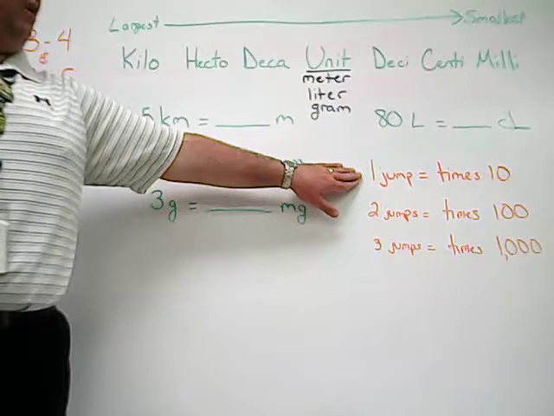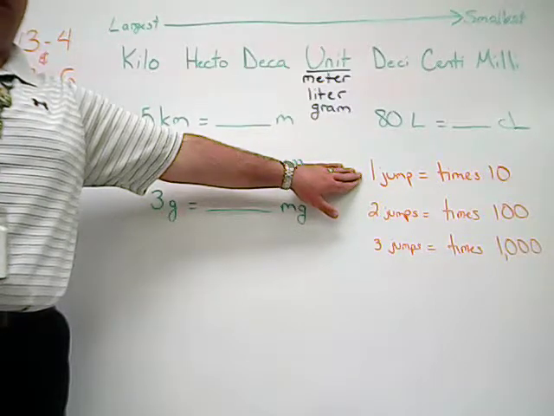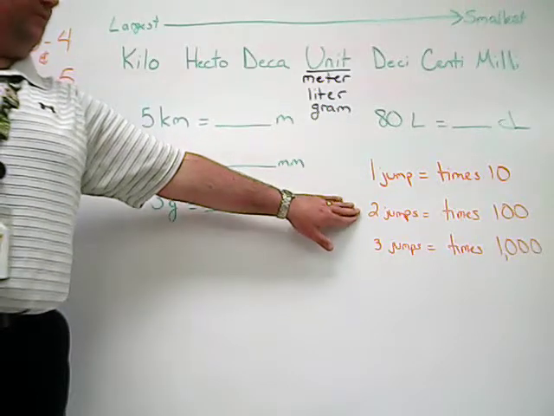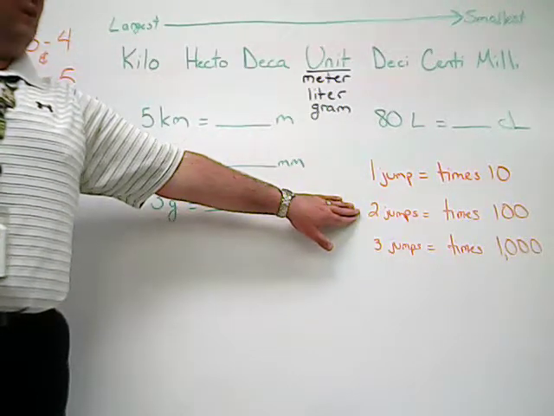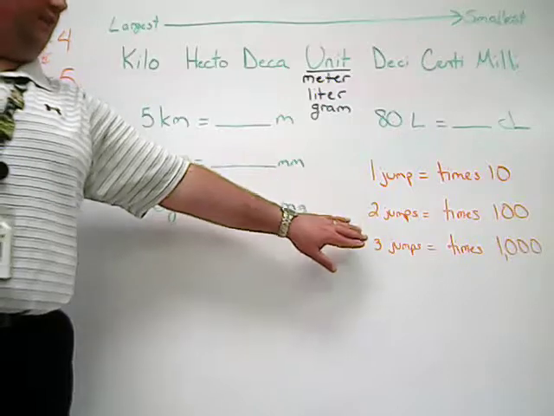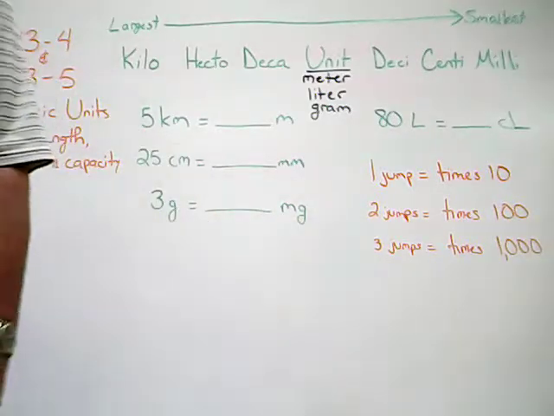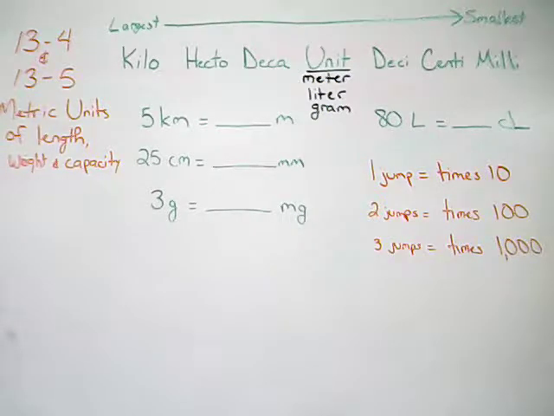If I make one jump from one word to another, I'm going to multiply by 10. If I make two jumps from one word to another, I'm going to multiply by 100. And if I make three jumps from one word to another, I'm going to multiply by 1,000. Let me show you what I mean here.